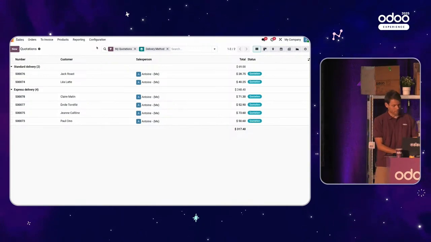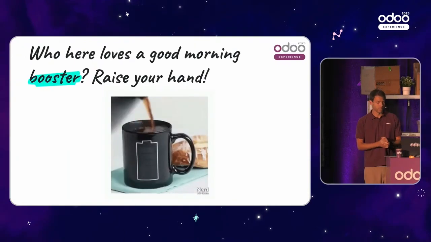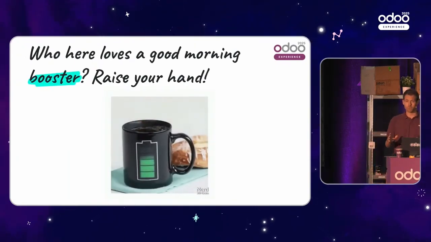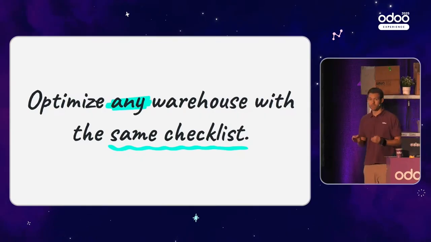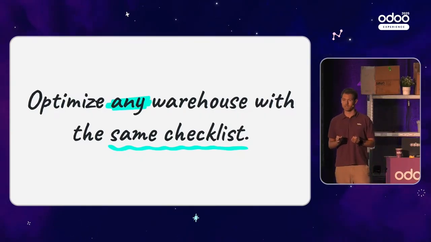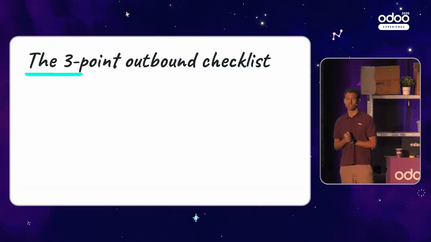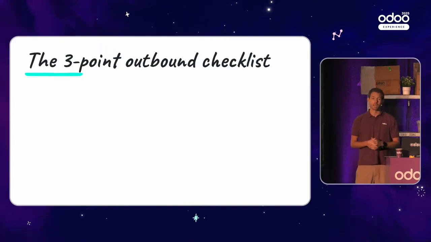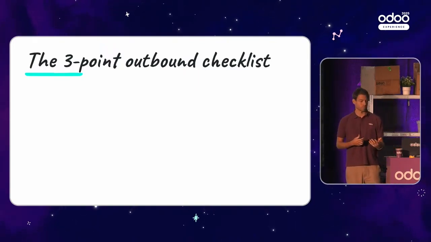Okay. But first, before we start to deep dive a bit into Odoo, I would like to share with you a simple message that I want you to remember. It's possible to optimize any warehouse with the same checklist. Okay? So here, I have a three-point outbound checklist that I want you to remember and that I always use when I have to implement Odoo in a warehouse.